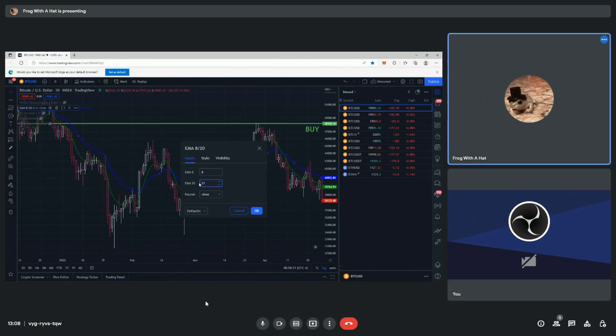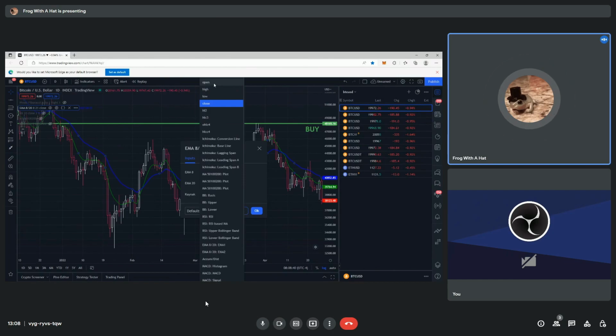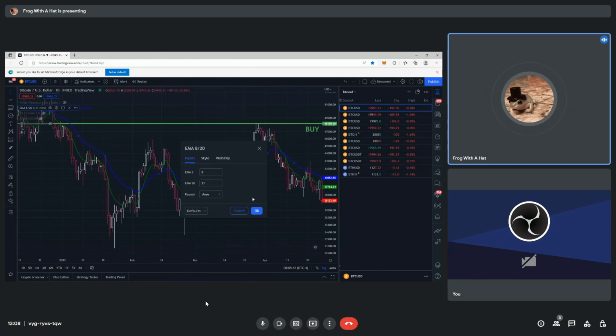I do use the EMA 200 too, but we will talk about that some other time. For the EMA 20, I just switched it to 21, and I always pick my source as the close of the candle, because you've got several sources. I think the default is high, if I'm not mistaken, but I pick close. When smart people tell me to put it on close, I don't argue. You're set for the EMA 8/21.